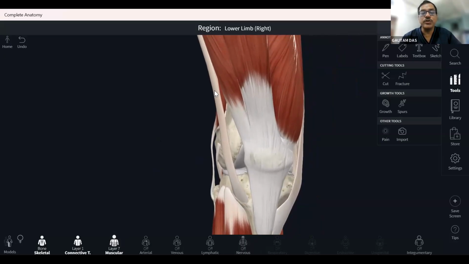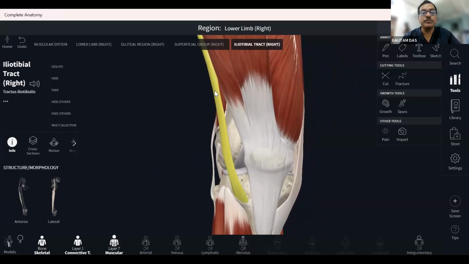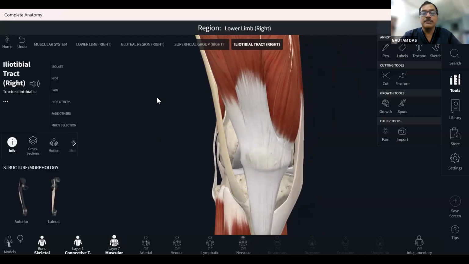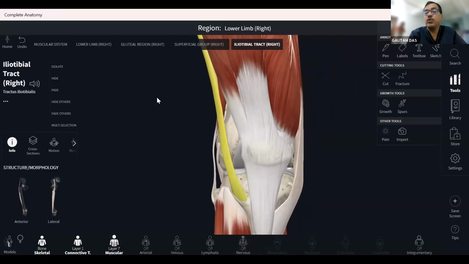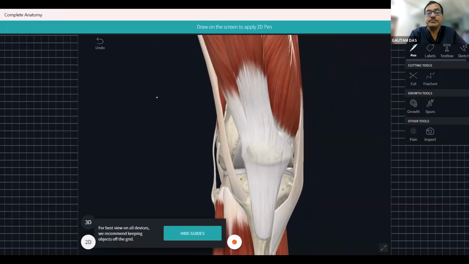Okay, this was your iliotibial band. So first, I'll be holding my probe here at this level. If I'm holding the probe in this layer, what will we be getting? We'll be getting the quadriceps tendon, and on the medial side, vastus medialis, vastus lateralis, and below that, we'll be getting the suprapatellar recess and a few of the fat pads.